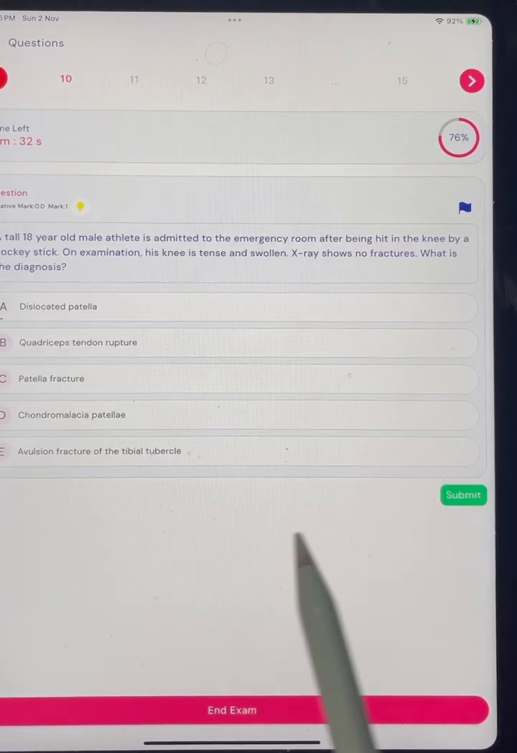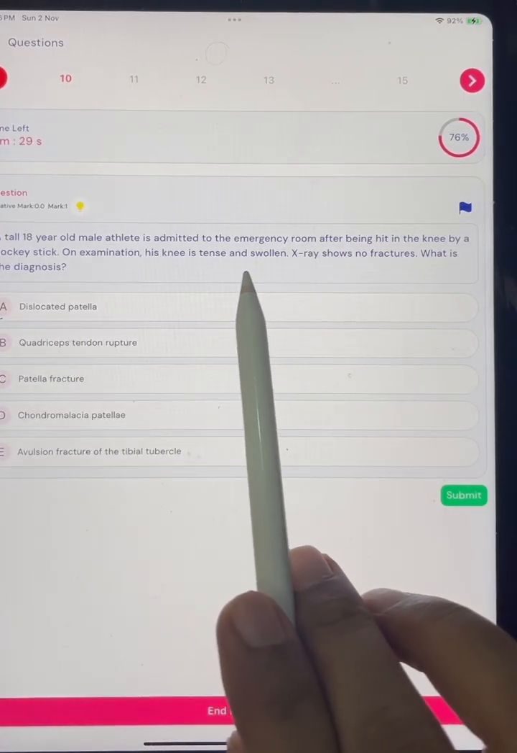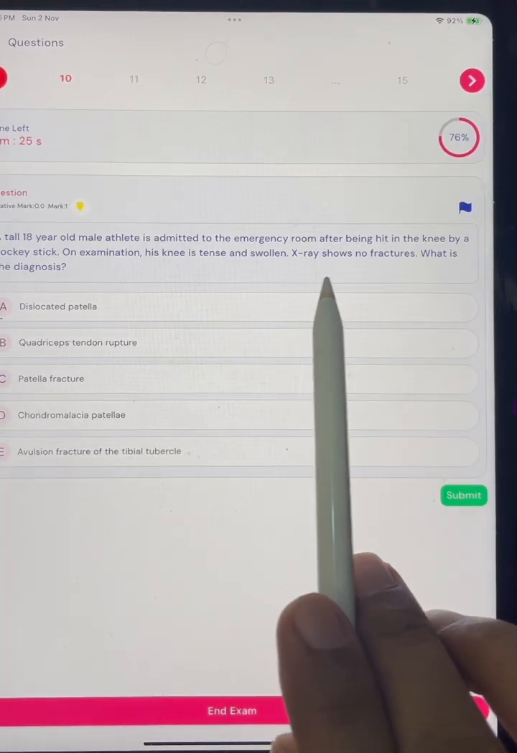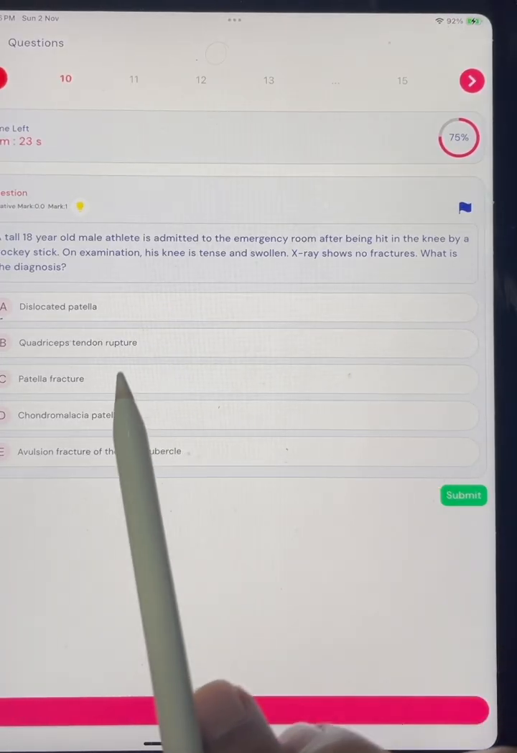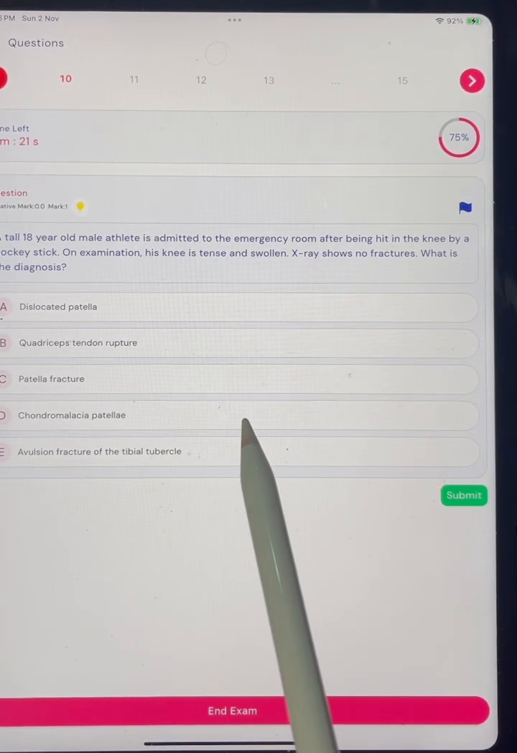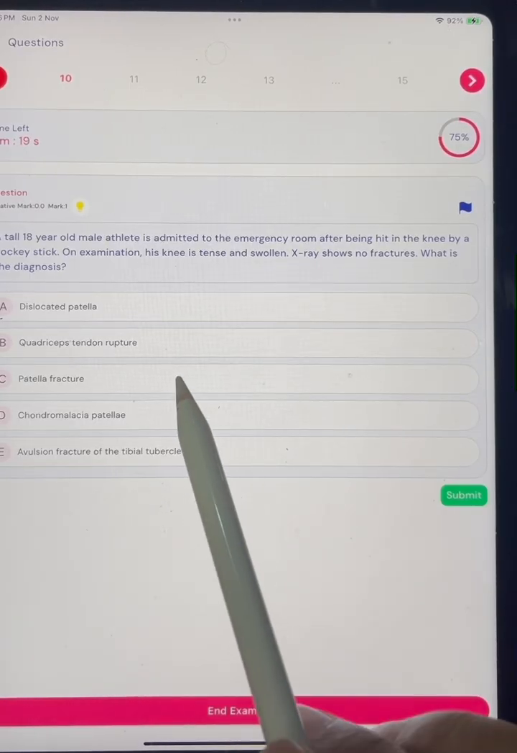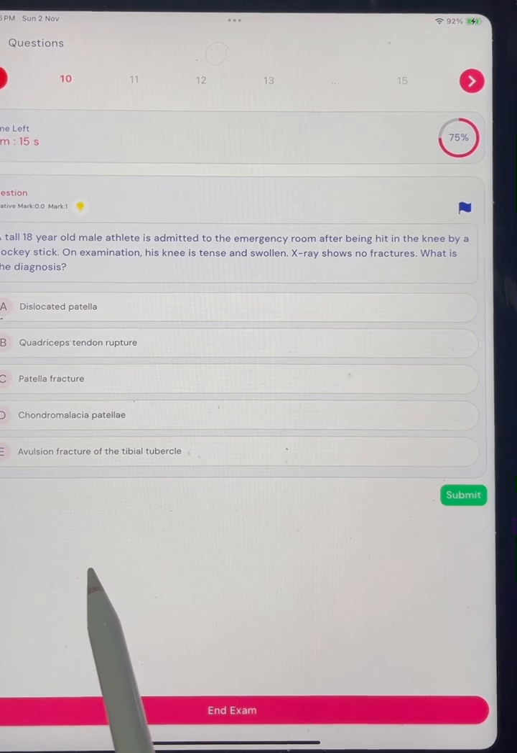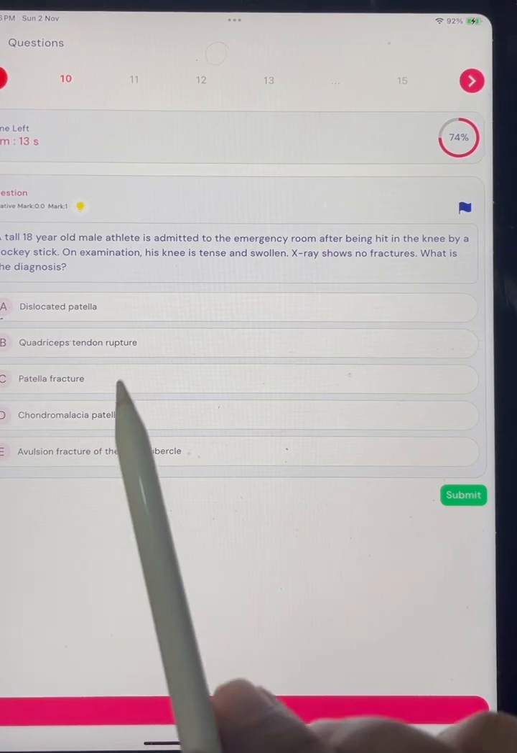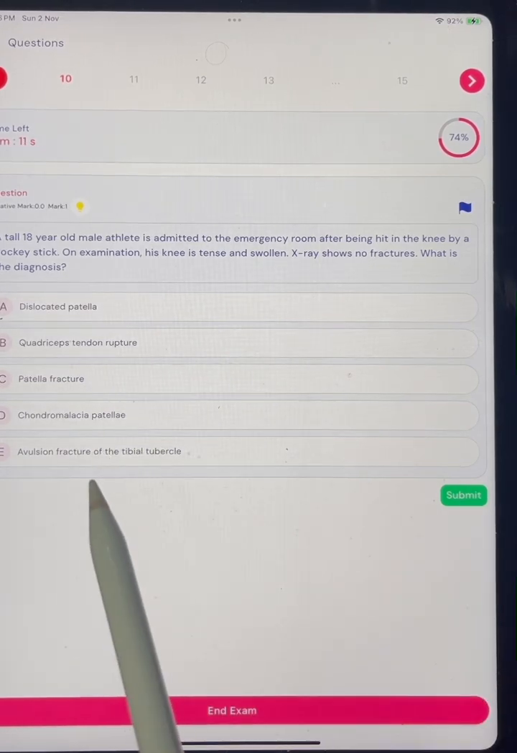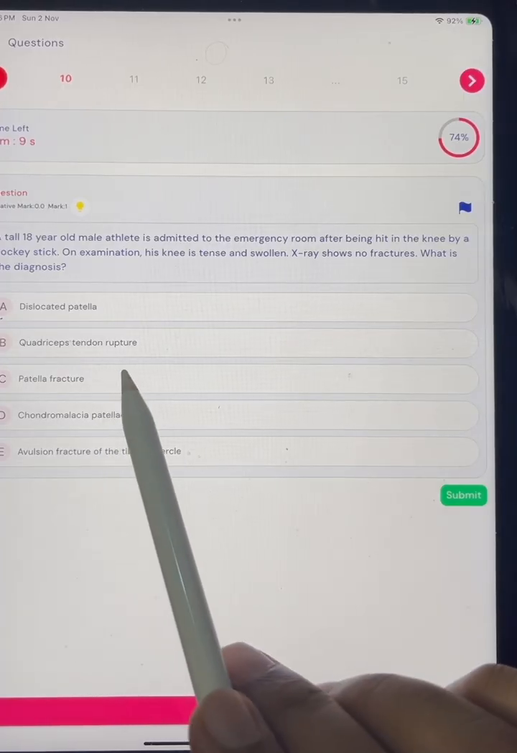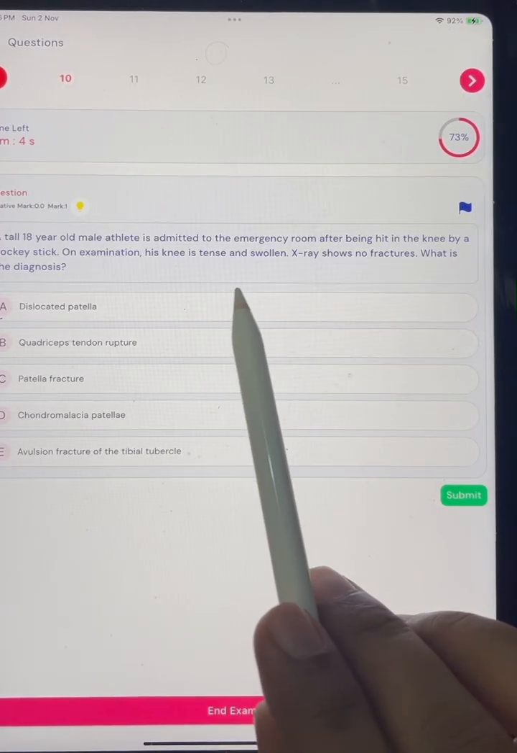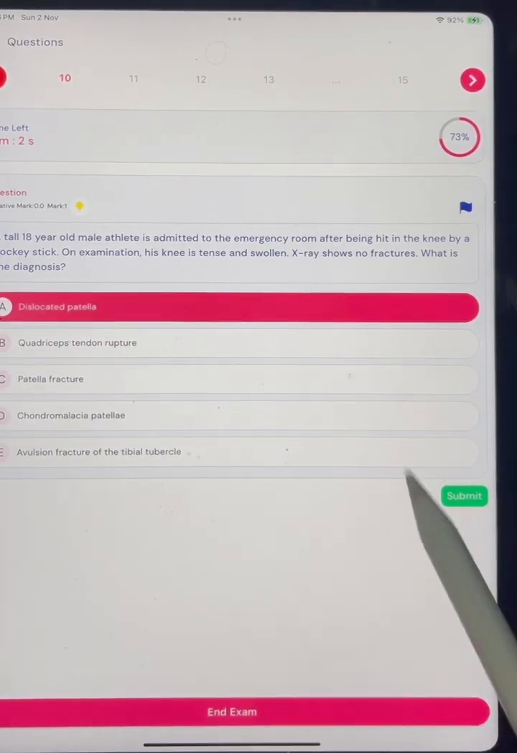osteogenesis imperfecta. An 18-year-old athlete is admitted to the emergency room after being hit in the knee by a hockey stick. On examination, the knee is tense and swollen. What is the diagnosis? X-ray shows no fractures. So when there are no fractures on X-ray, there can be one of two: patella fracture or dislocated patella. On examination it is tense and swollen, X-ray shows no fractures. So dislocated patella.